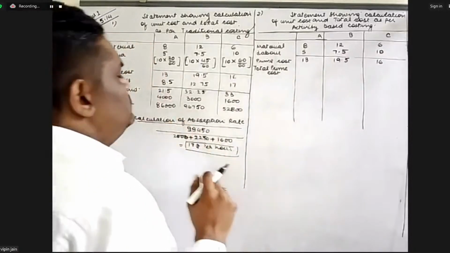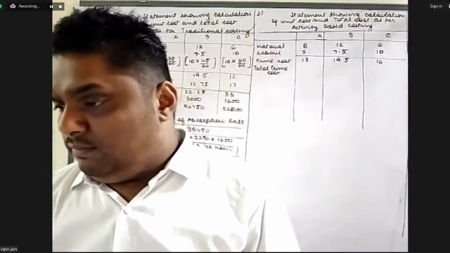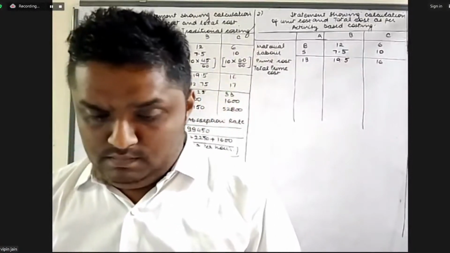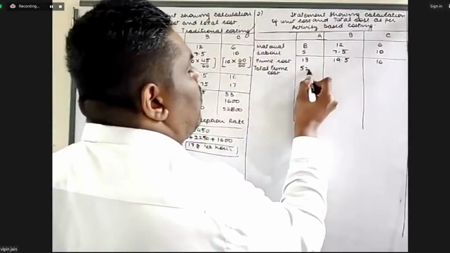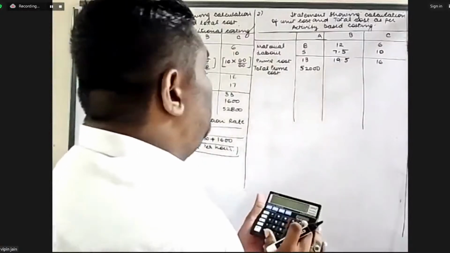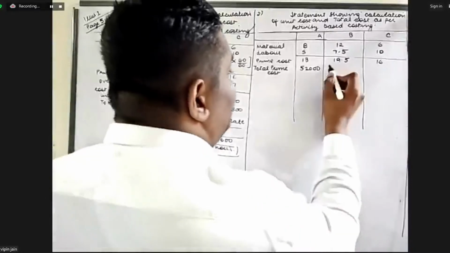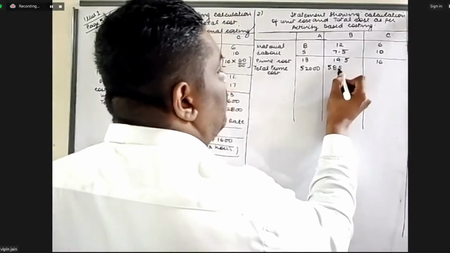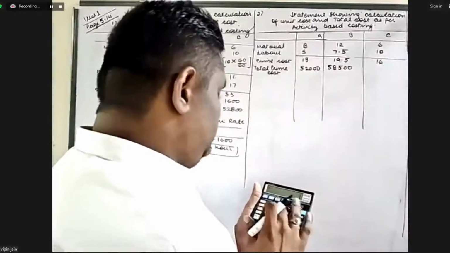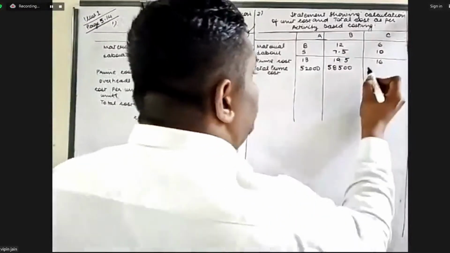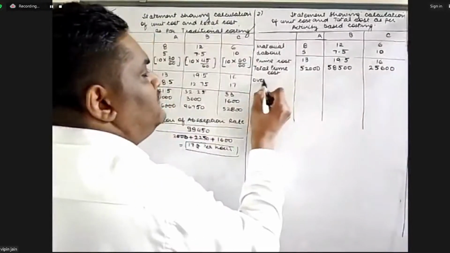The number of units are 4,000. So 13 into 4,000, this will be 52,000. 19.5 into 3,000, this will be 58,500. And 16 into 1,600, this will be 25,600. Now we have to add the overheads.